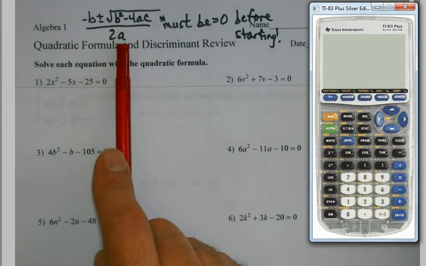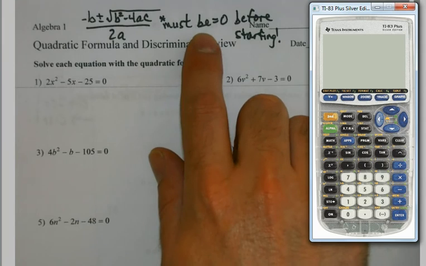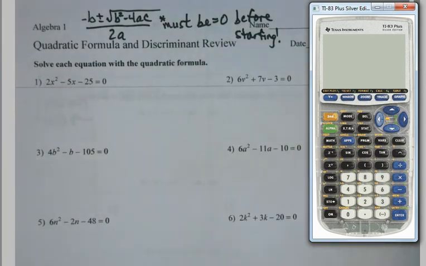One thing to make note of, that I'm going to throw a little bit of a twist in on you today: you've got to have your equation at equals 0 before you start. If it's not, you've got to tweak that. Otherwise, you're not going to get the right answer. So for instance, on this first one, it's at equals 0.